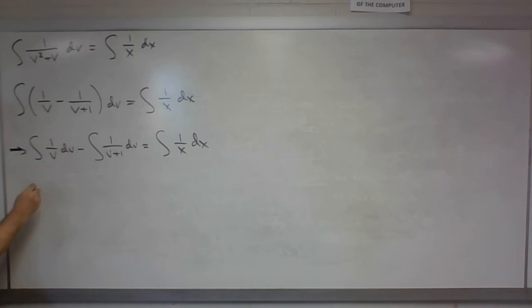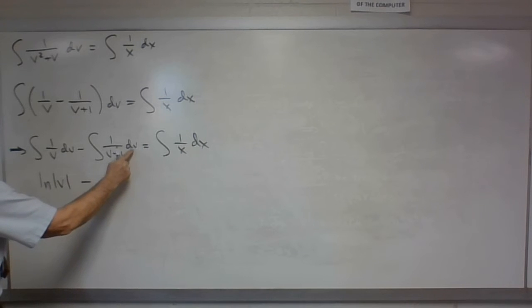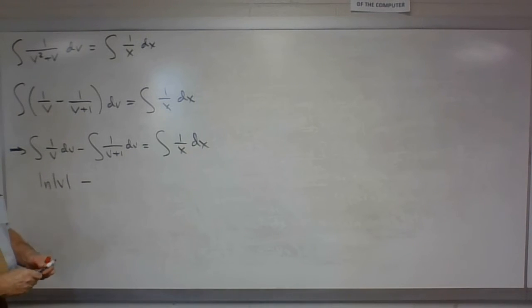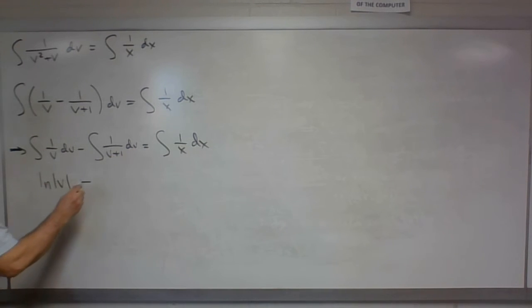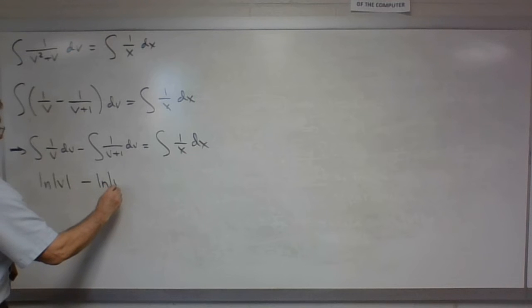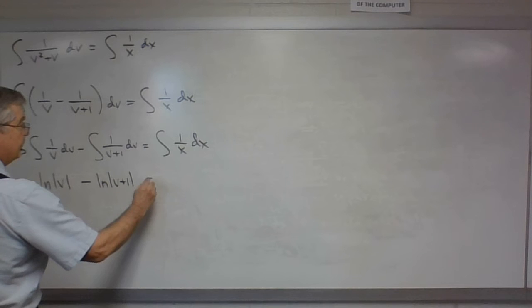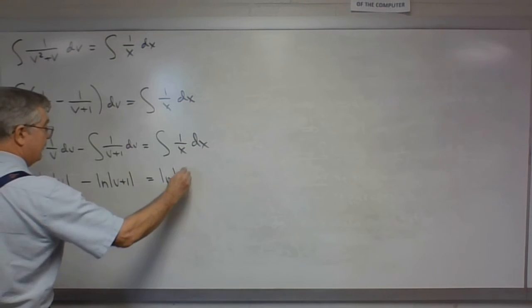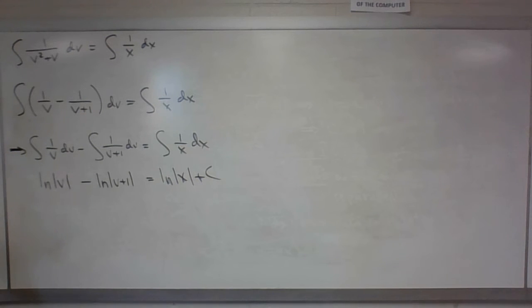One over V dV, that's natural log absolute value of V. 1 over V plus 1 dV. Well, this fits the form of 1 over U du. If V is U, then dV is du. So what we're going to get is natural log of V plus 1. Voila.